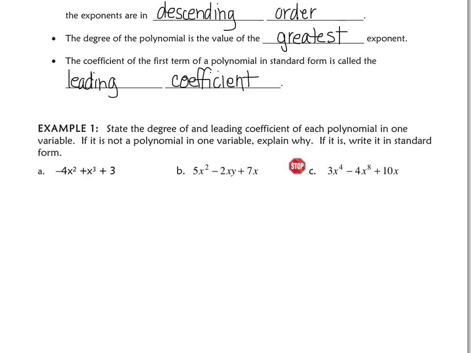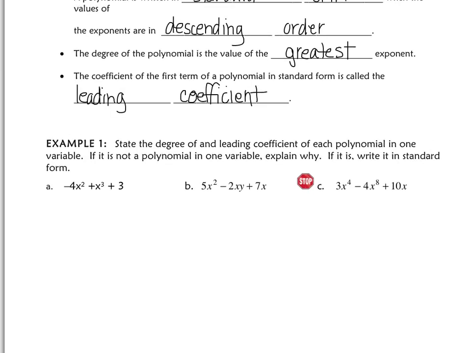So looking at the first one, we have negative 4x squared plus x to the third plus 3. I only see x's, so it is a polynomial in one variable. So I'm going to write it in standard form. Again, for standard form I have to write the terms. This one has 3 terms, meaning what's separated by addition or subtraction: a negative 4x squared, x to the third, and a 3. I have to write it so the powers are going down. So I'm going to start with x to the third, and then minus 4x squared, and then plus 3.